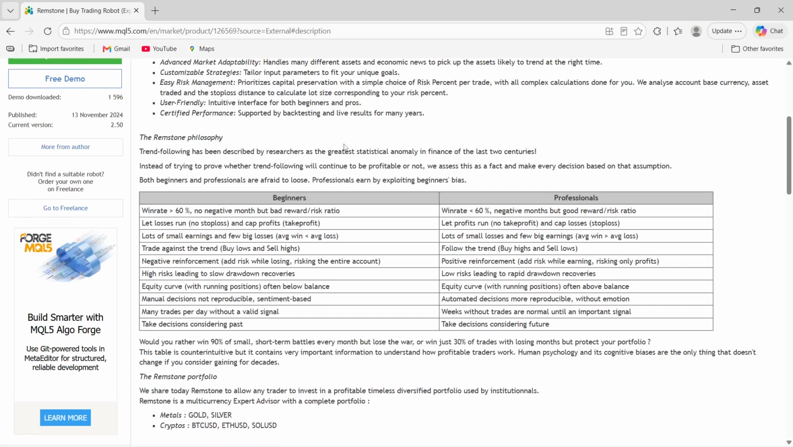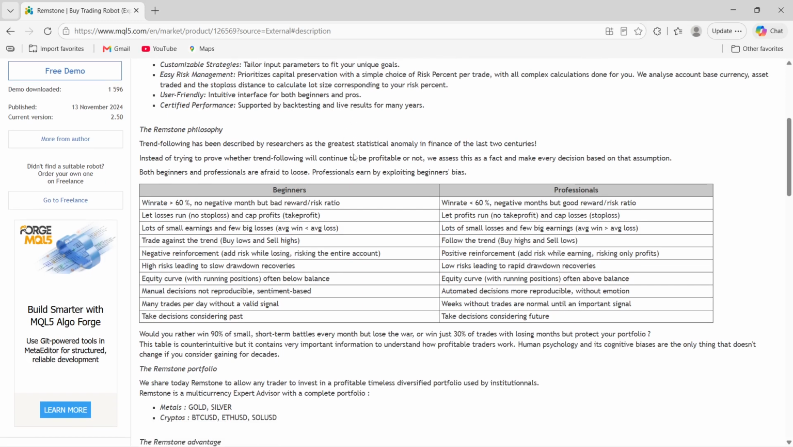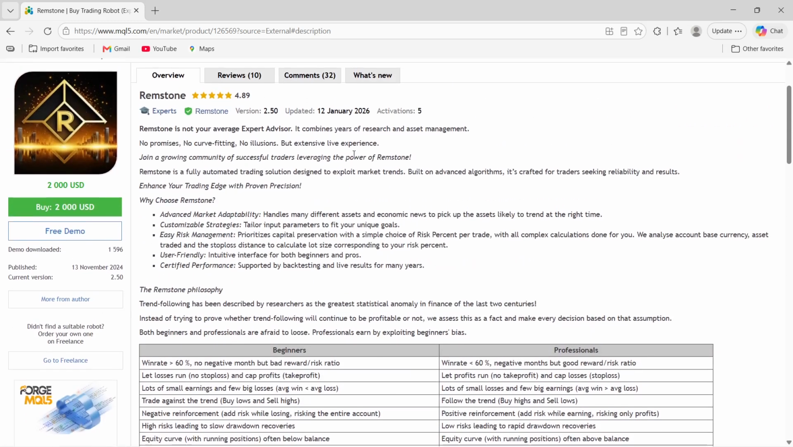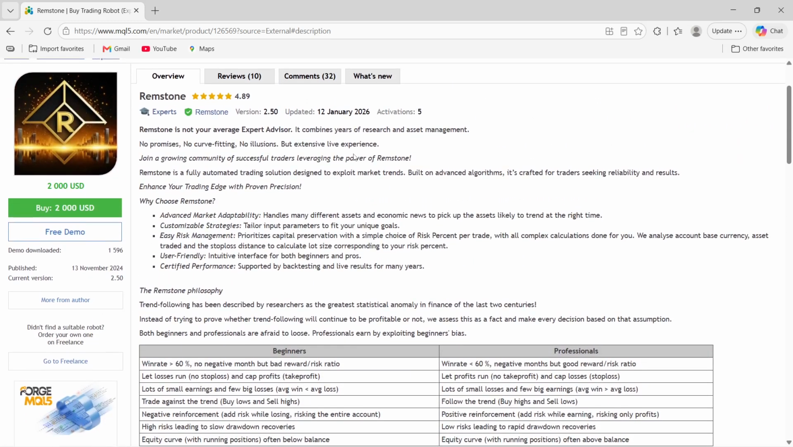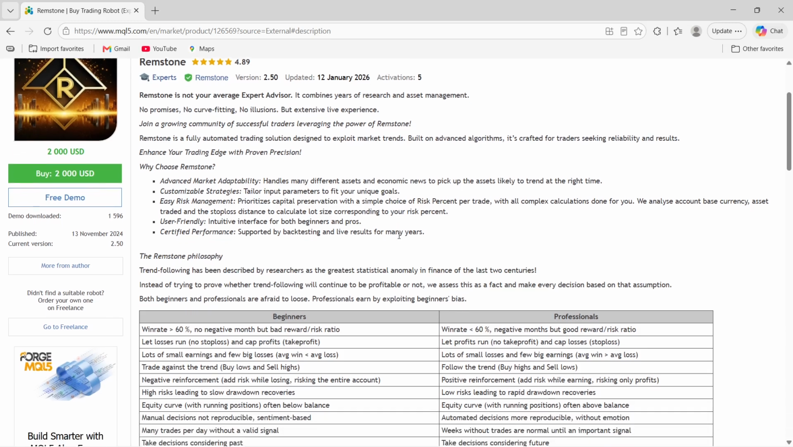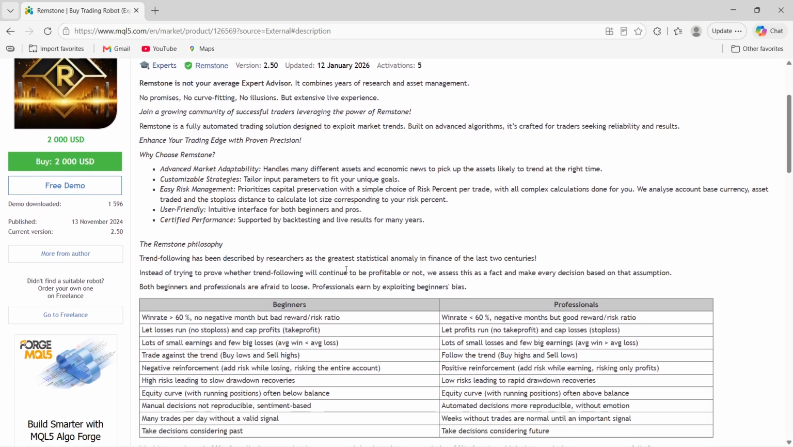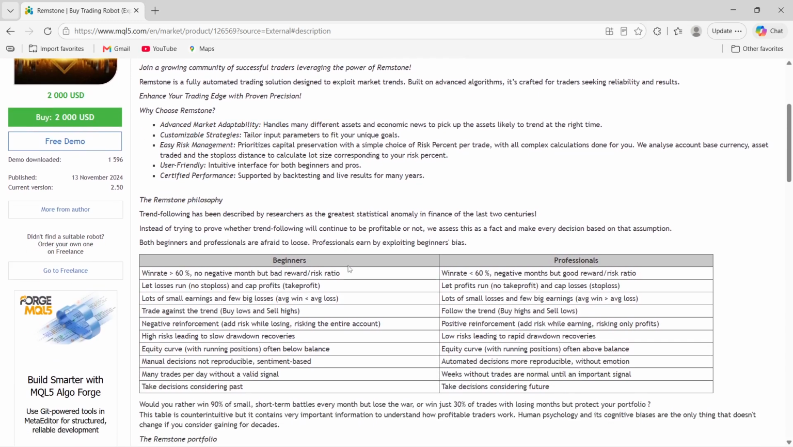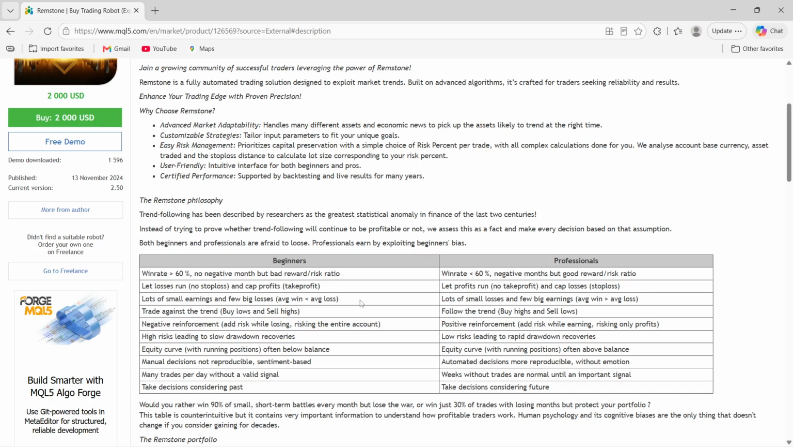According to the description, Remstone doesn't try to pick tops or bottoms, it actually buys highs and sells lows, which is another way of saying it's looking for breakouts and continuations, not reversals. Alright, so it's actually pretty clear. The EA is for markets that are already trending, and then it steps in to ride those moves rather than fading them. They also make a big deal about the low win rates.